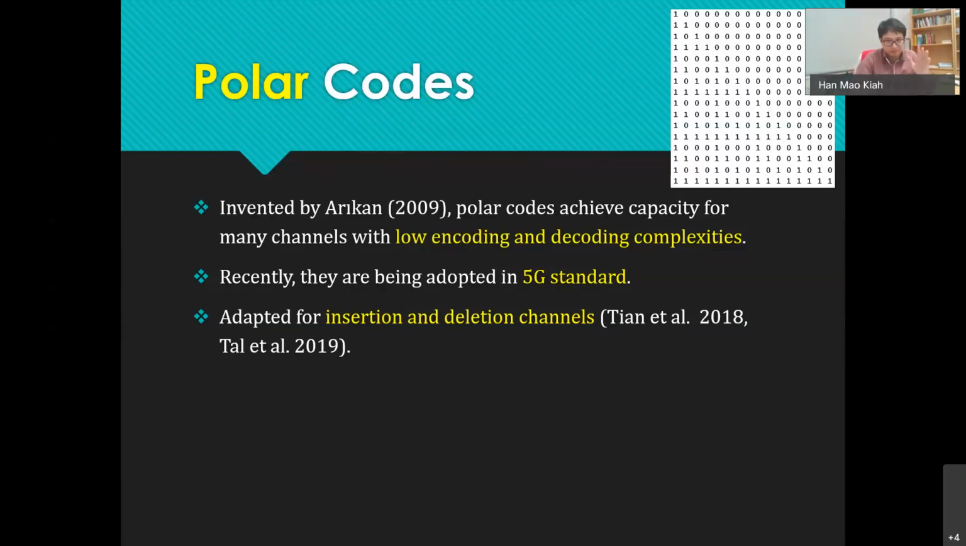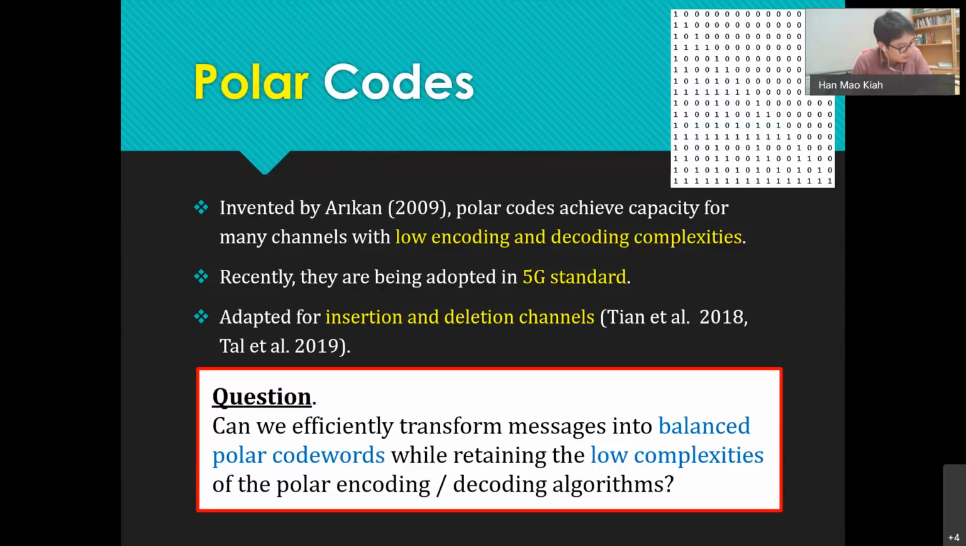However, polar codewords are generally not balanced, and so in this part, we'll find a way to ensure that the transmitted words are balanced while retaining the low complexities of the original polar encoding and decoding algorithms.